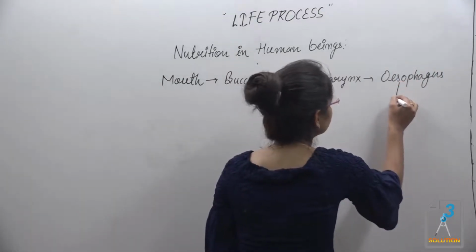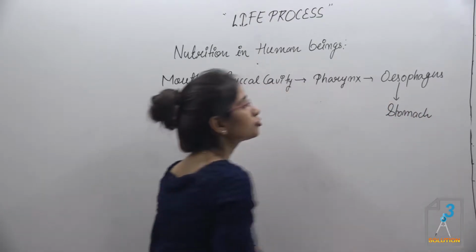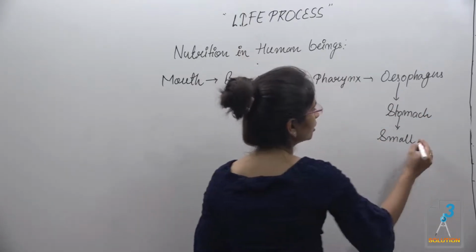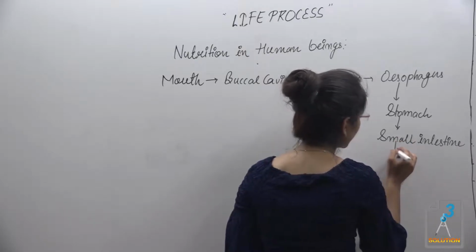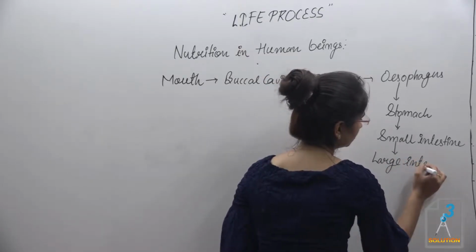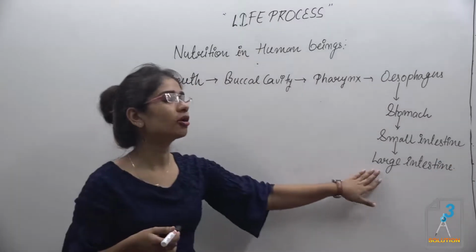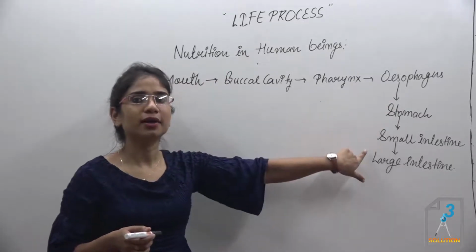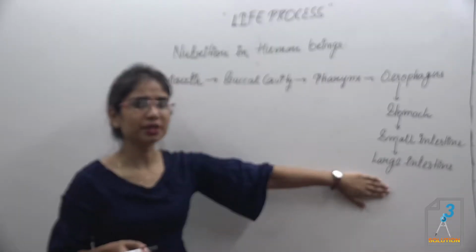Next, the food goes into the esophagus, and after the esophagus, the food goes into the stomach, and after the stomach, the food goes into the small intestine, and after the small intestine, at the last, the food goes into the large intestine. So this is the complete path of the food: the mouth, then the buccal cavity, then the pharynx, esophagus, stomach, small intestine and the large intestine. One by one we have to read all these. First let's start with the mouth.